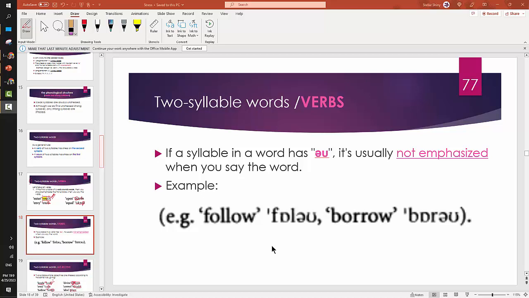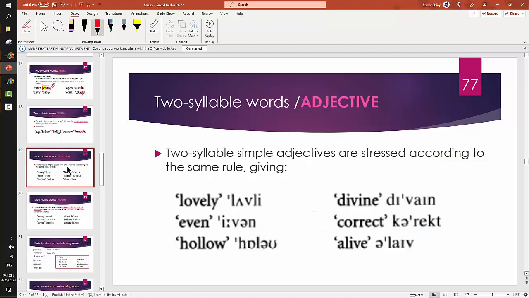For example, we have follow and borrow. We cannot say follow and borrow with stress on the second; it's follow, borrow. The stress is on the first syllable.